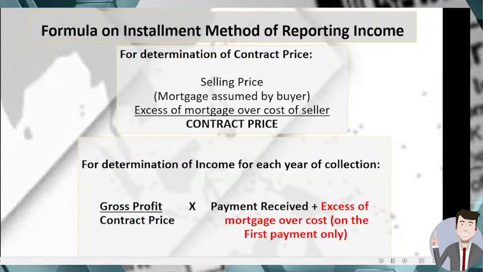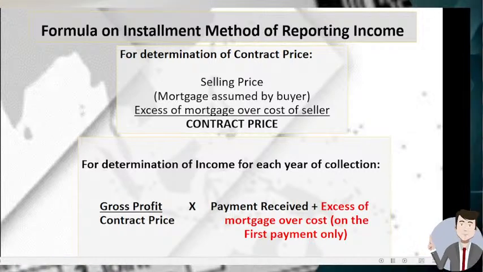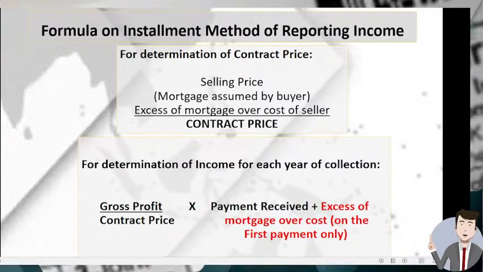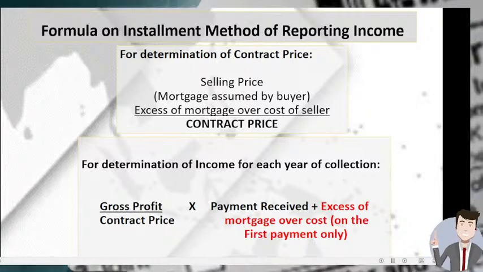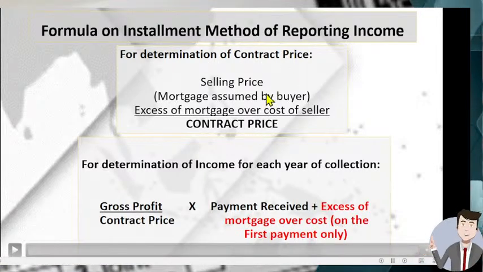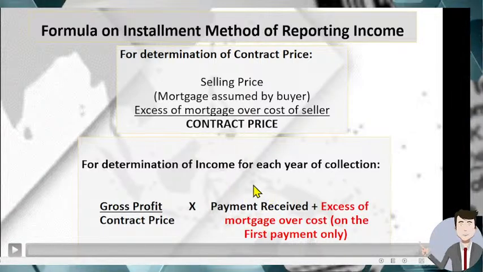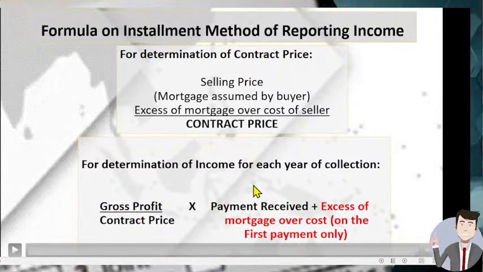So first, we have to compute the gross profit rate. Actually, in accounting, the term gross profit rate has the formula gross profit divided by selling price. But for tax purposes, the gross profit rate used in this method is gross profit divided by the earlier computed contract price. Then multiply it to the payment received by the seller each year.